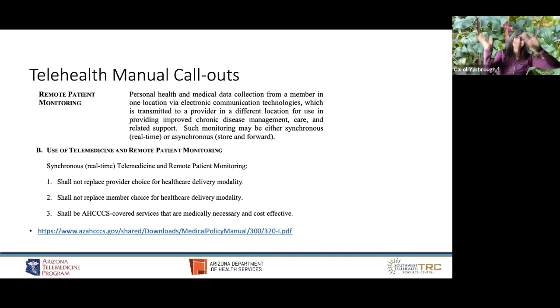So you've got the patient, or the ACCESS member, here, and your provider over here. We're providing improved chronic disease management and care-related support. Such monitoring may be either synchronous or asynchronous.